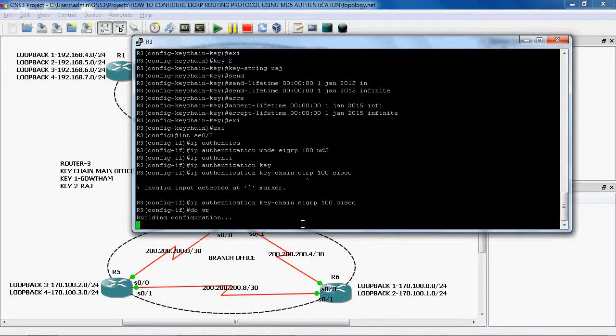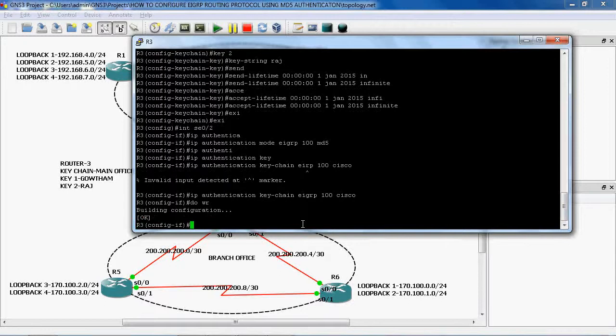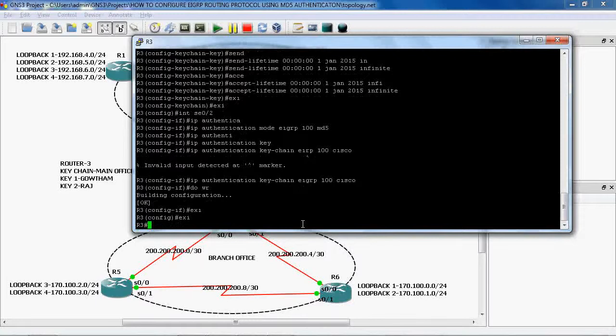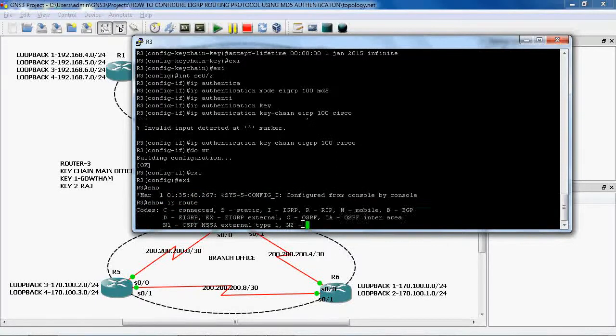So the keychain name can be different, that is not a problem, but the key should be same. Key 1 key and key 2 key, both keys should be same on both routers, then only it forms the neighbor relationship, otherwise it does not form the neighbor relationship. Okay, the configurations are saved. Next we can check show IP route.